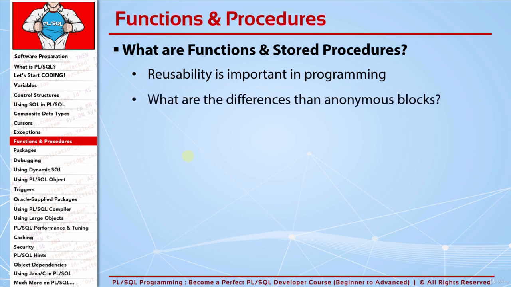So what are the differences of anonymous blocks and subprograms? Actually, they are pretty similar, but there are some very important differences. The first and most important difference is they are stored into the database with names. So you can easily call these blocks with their names and use them easily. This way, multiple users can use the same code again and again, getting it from the same source.